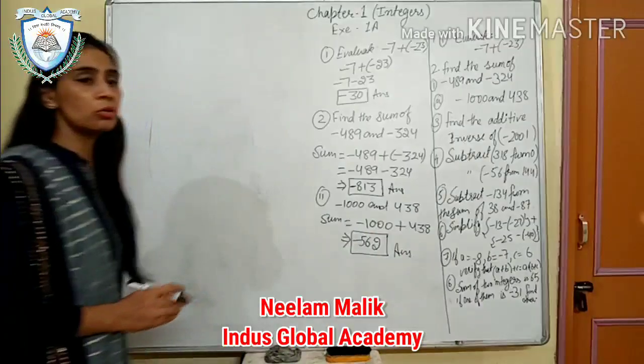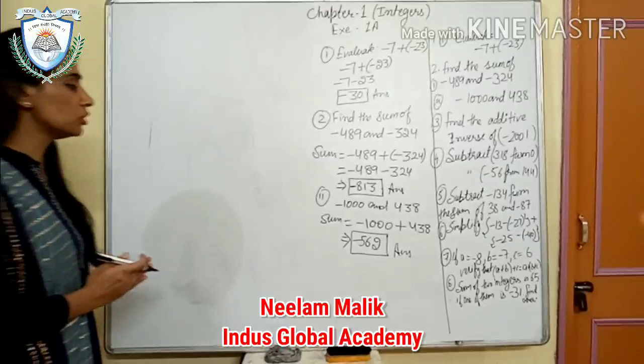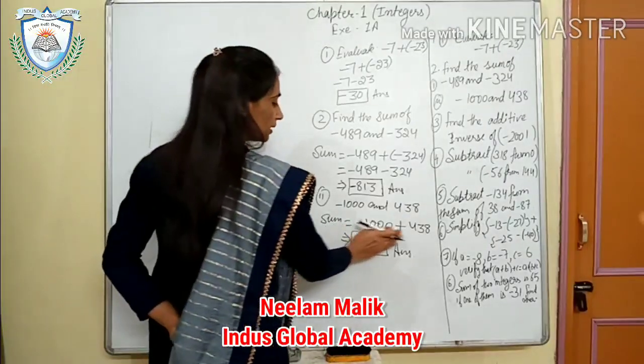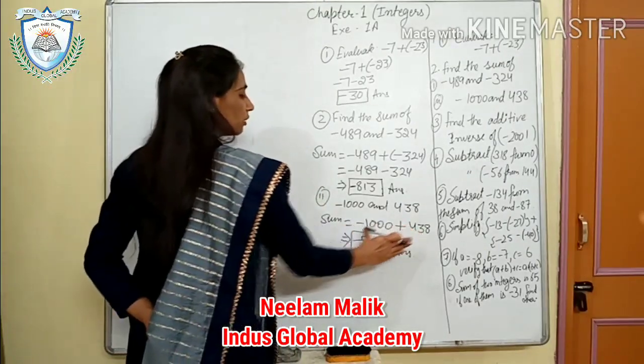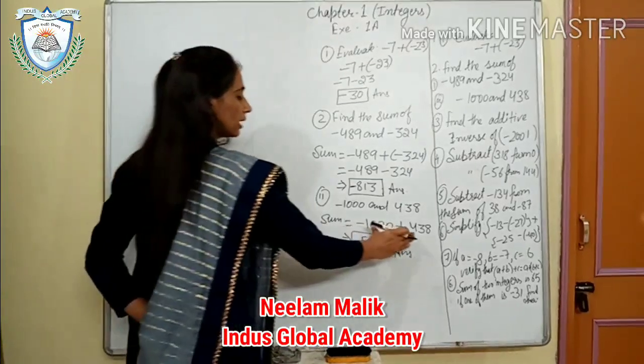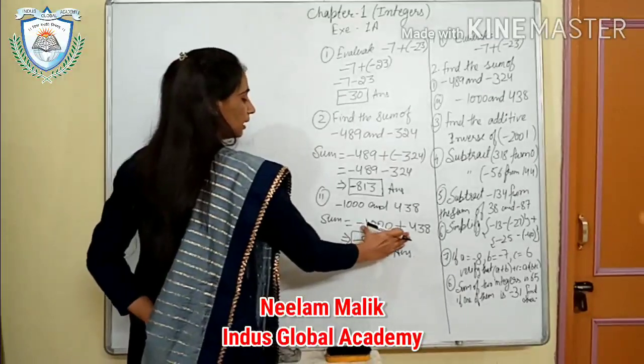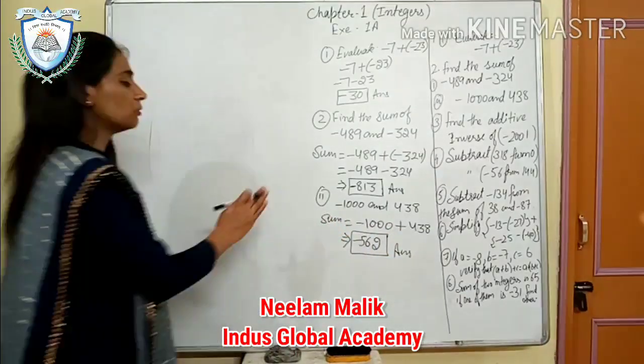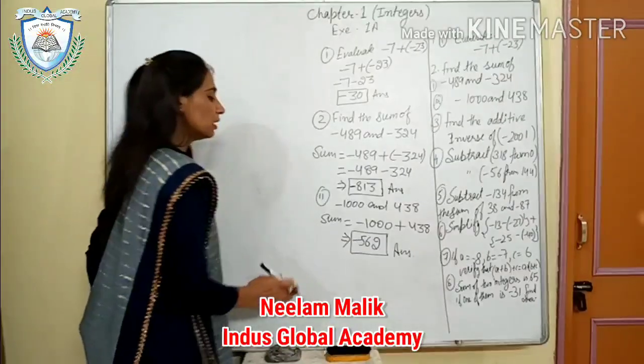Please learn all the rules that I have explained in the previous videos. So here this is minus, this is plus. So both have different signs. That's why I take their difference and the sign of the greater number. Greater number is negative, so the answer will be negative.